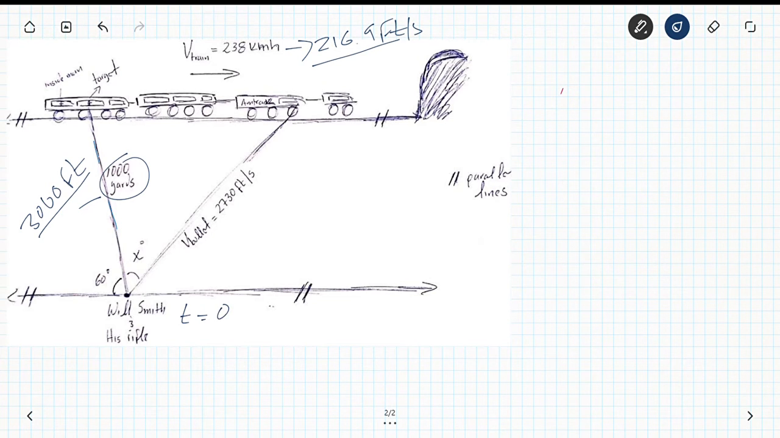Now he knows that if he shoots the bullet at 11 o'clock, he is going to miss because the train is moving already at a very fast speed. And he's also very far away. He is 3,000 feet away. So that is a lot of distance. So he's definitely going to miss.